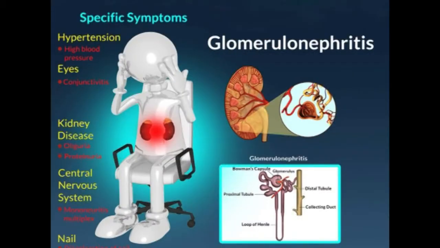Now let us look specifically into glomerulonephritis, the inflammation of the nephron and the glomerulus. Glomerulonephritis can be either acute or chronic. In acute condition, it develops suddenly, probably after an infection, a streptococcal infection in the throat or on the skin. In chronic cases, it develops after a bout of acute glomerulonephritis.